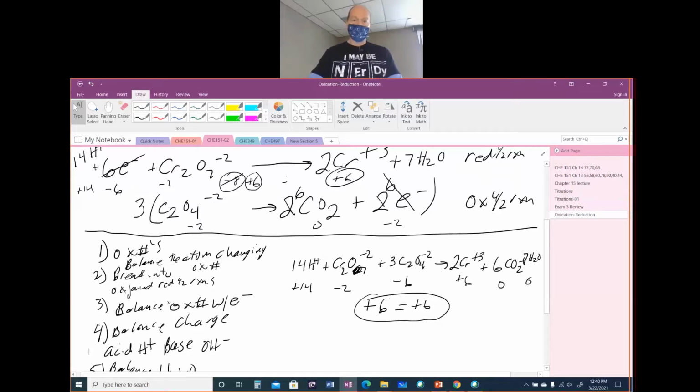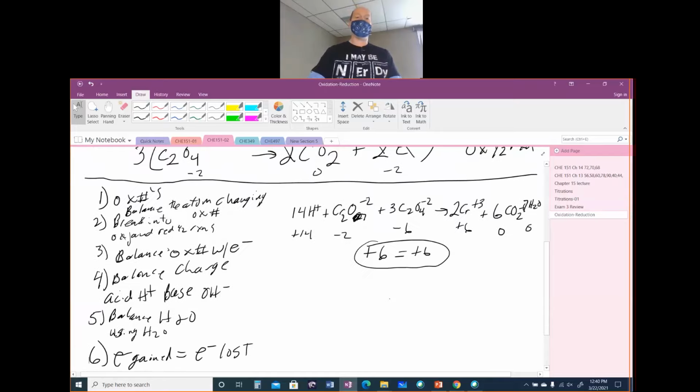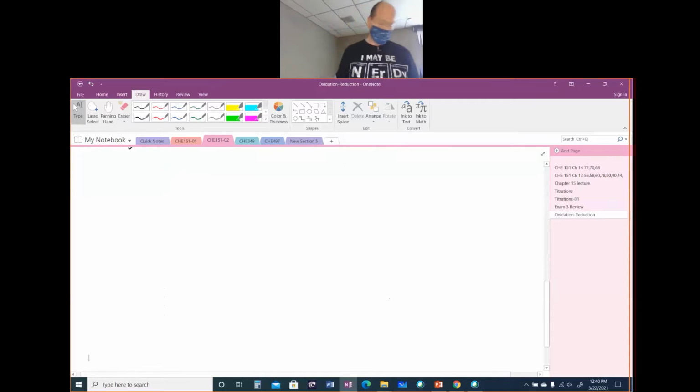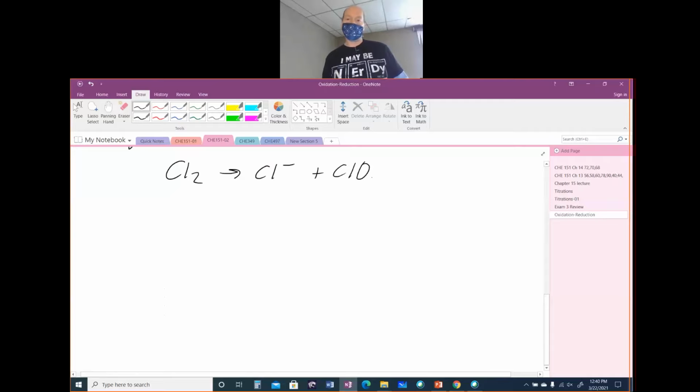All right, so that is one in acid. Let's do one in base. My favorite base oxidation reduction is this one: Cl2 goes to Cl minus plus ClO3 minus, and this is in base.